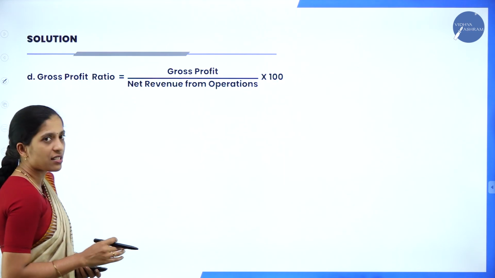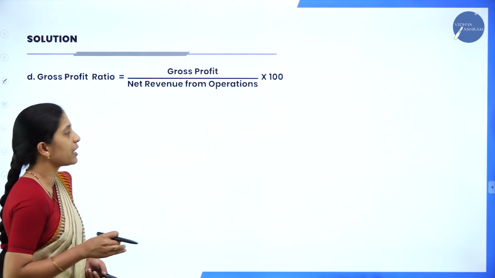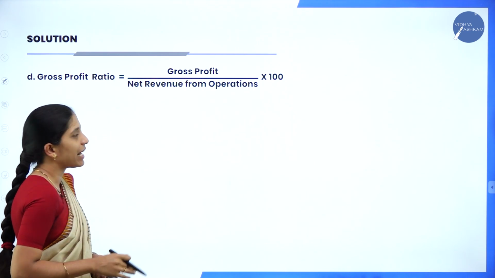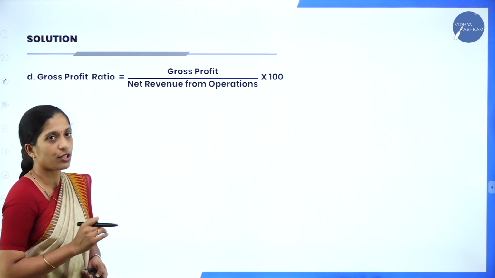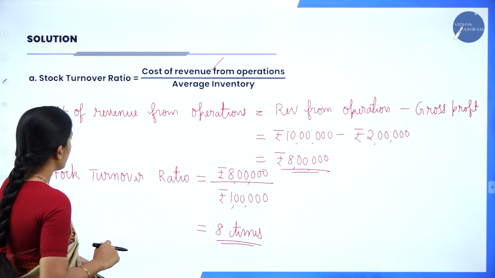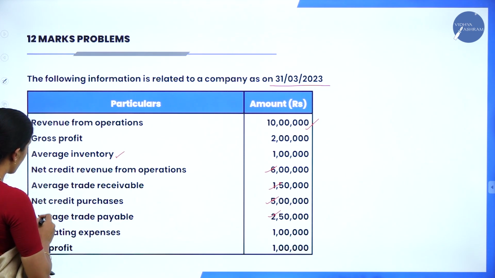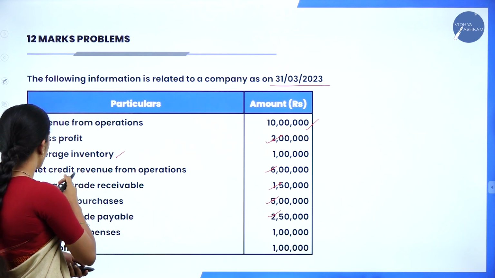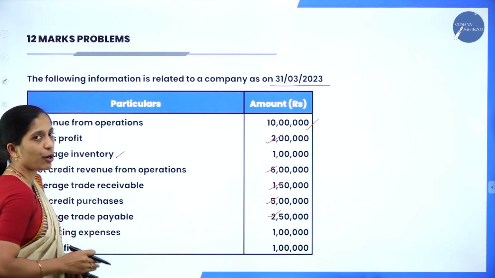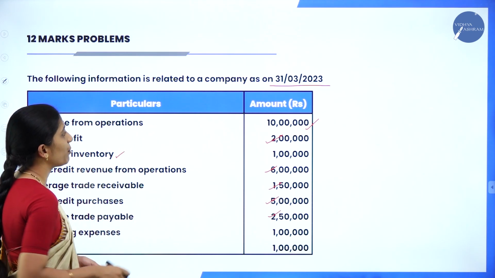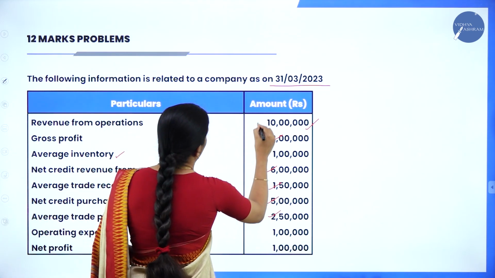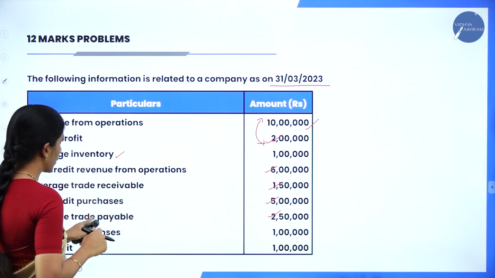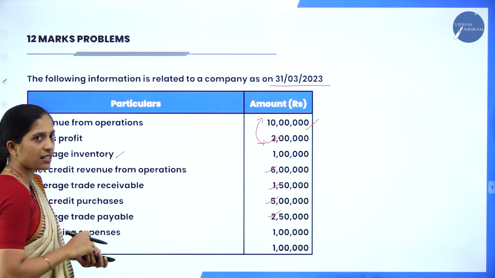Now moving on, the next 3 ratios will be on profitability ratio. So we have gross profit ratio. Your formula is gross profit divided by net revenue from operations into 100. Now let us see whether we have gross profit. We have gross profit 2 lakh divided by net revenue from operations. Net revenue from operations is your revenue from operations, so 2 lakh divided by 10 lakh.